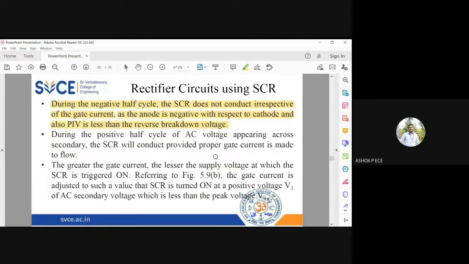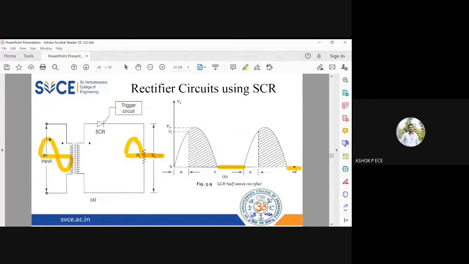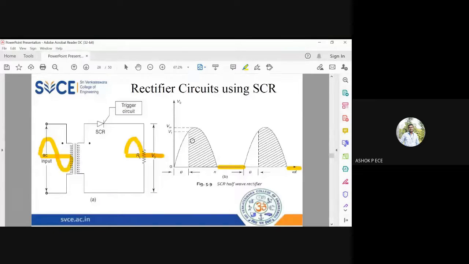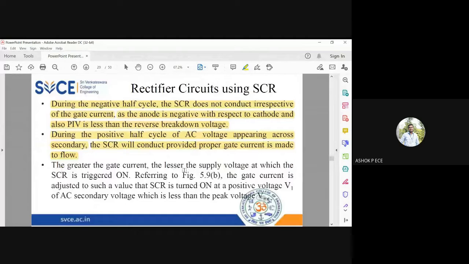In the positive cycle, the AC voltage will be applied across the secondary. So you can see this positive voltage fully available across the SCR. The SCR will conduct provided the gate current is made to flow. Depending on the input voltage, the SCR will conduct, but not immediately. It will conduct only after a particular voltage. The greater the gate current, the lesser the supply voltage at which the SCR is triggered on.